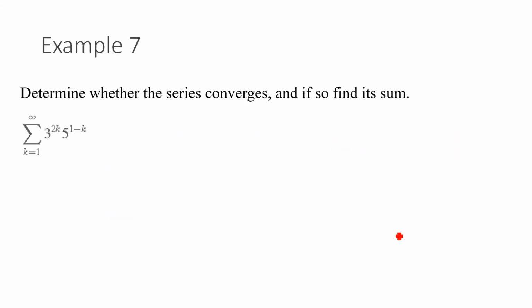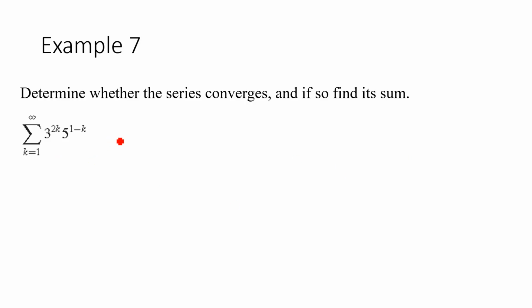Let's have another example. Determine whether the series converges. If so, find the sum. For this example, the geometric series is in a concealed form. Since it is in concealed form, we can rewrite this one. Let's try to rewrite.